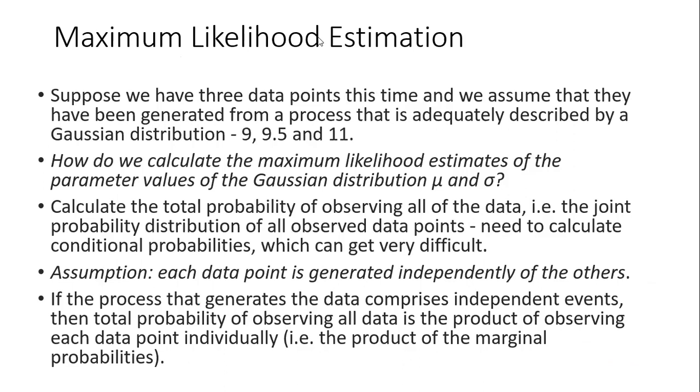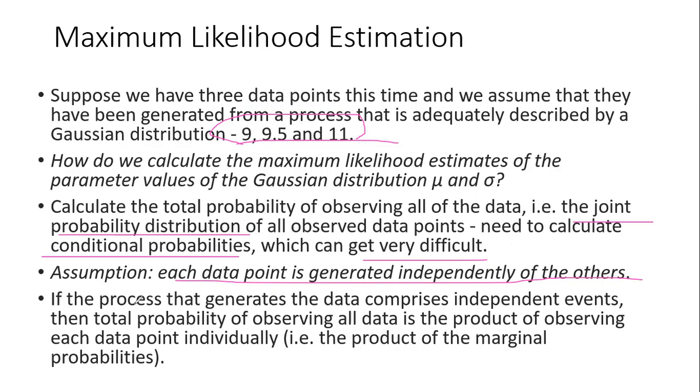So let's take another example for that. Let's say I have these 3 points: 9, 9.5, and 11. What we need is the joint probability distribution, which includes these 3 points, right? To calculate the joint, we need to calculate the conditional, which can get very difficult. So we take the assumption that each data point is generated independently of the others. That's the first assumption we take, so that we can multiply them and make things simpler. You know what happens with independence, everything becomes simpler. Probability of y given x equals probability of y, it becomes simple.